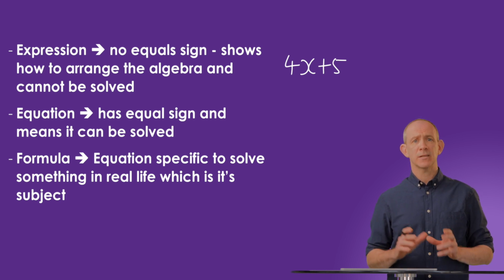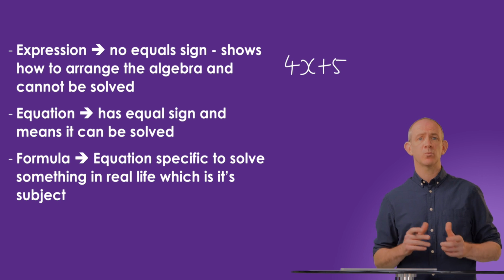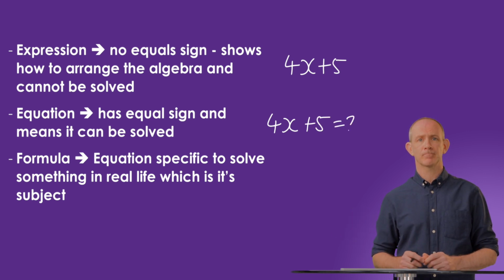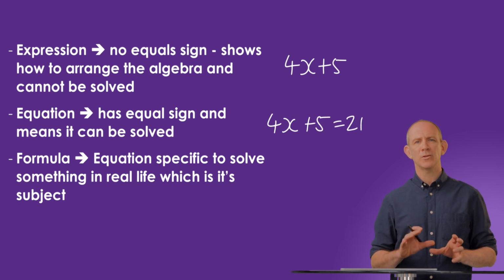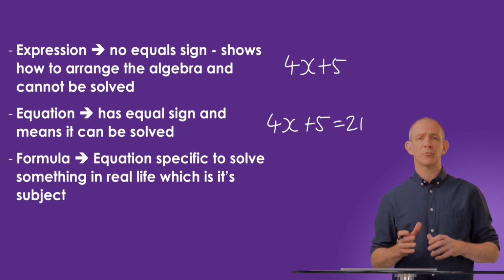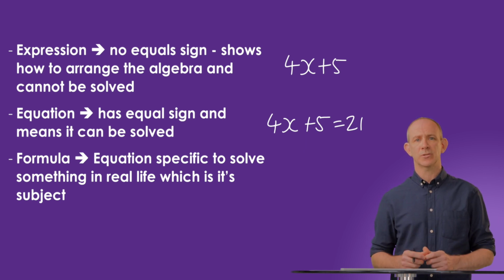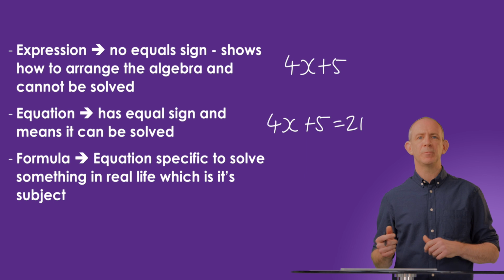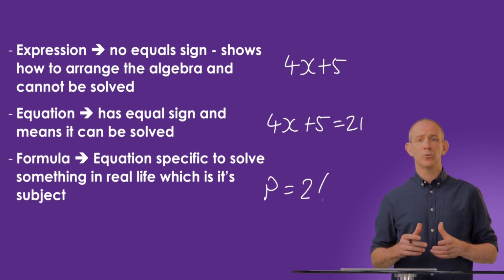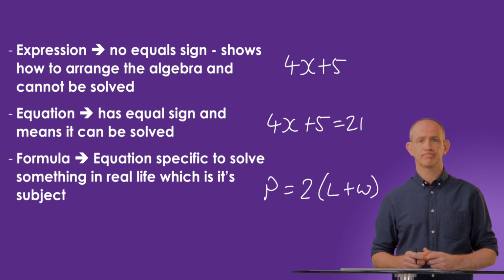This shows how you would calculate something with reference to BIDMAS without actually doing so. An equation has an equal sign, and if it has one variable, that means it could be solved. For instance, 4x plus 5 equals 21. Formulas are equations that are set to solve a real-life problem, and the variables represent numbers that can be taken from the problem or prior knowledge, as we'll see. An example for this would be the formula for the perimeter of a rectangle, which is P equals 2 times (L plus W) in brackets.